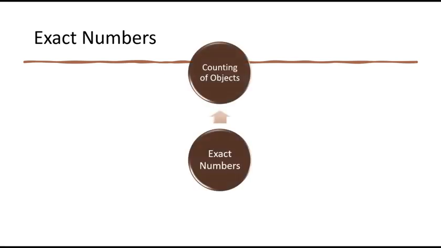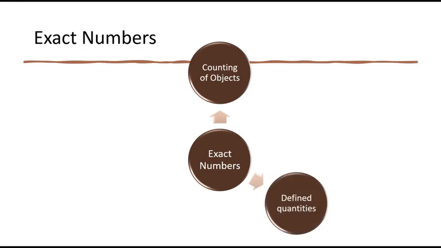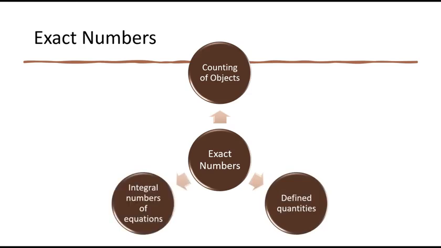Exact numbers. Exact numbers are values that have an infinite number of significant figures. It is because they have no uncertain digit. There are three sources of exact numbers that you must know. The first source of exact numbers is counting of objects. The second is defined quantities. There are a few exceptions to this. And the third are integral numbers of equations.